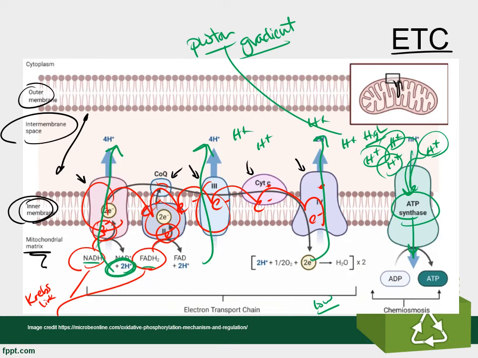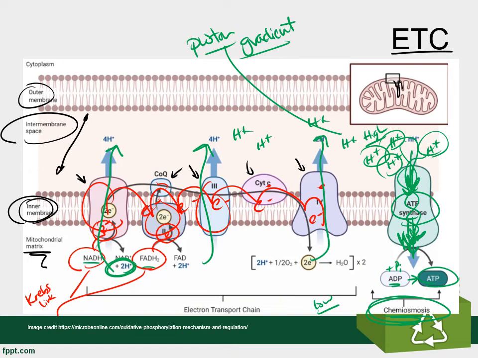ATP synthase is going to use the energy of those hydrogen ions moving to glue together ADP and inorganic phosphate to make ATP. This process is known as chemiosmosis. We have the osmosis of those hydrogen ions flowing through. We're going to couple the energy of that movement with this chemical reaction, ADP plus Pi to make ATP: chemiosmosis.